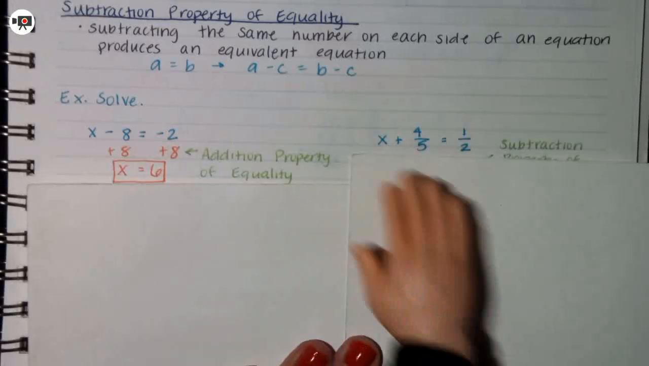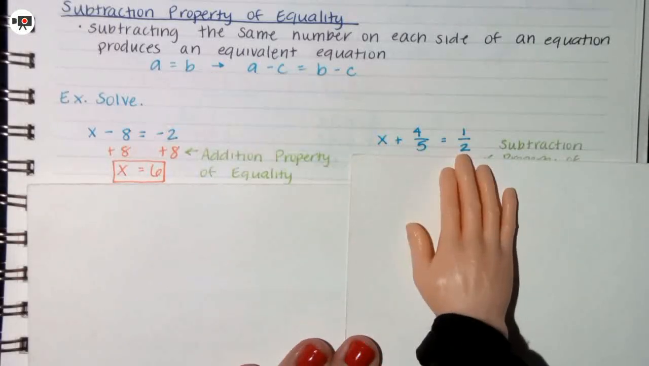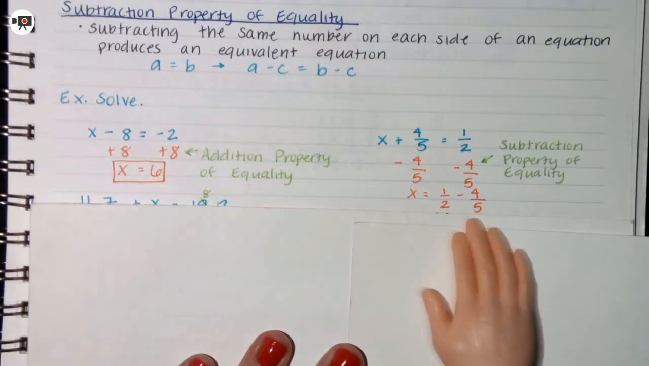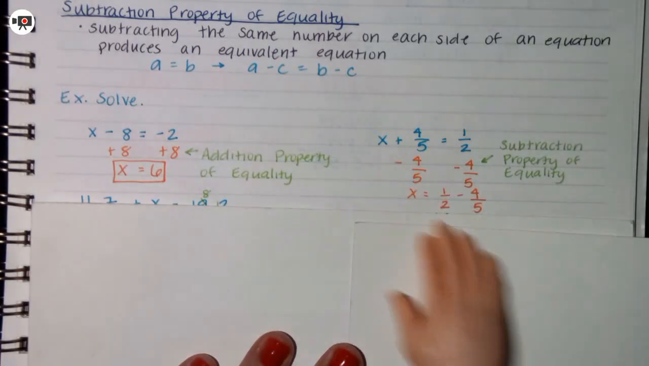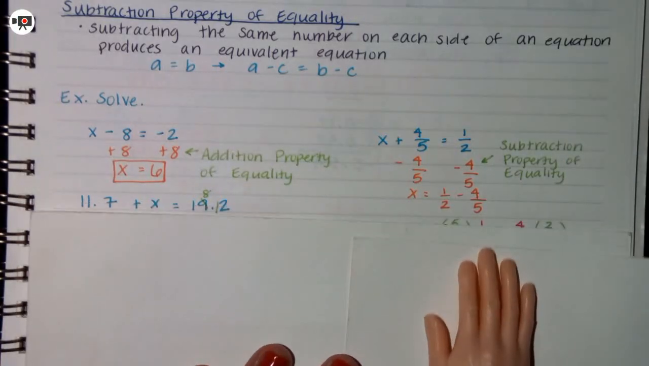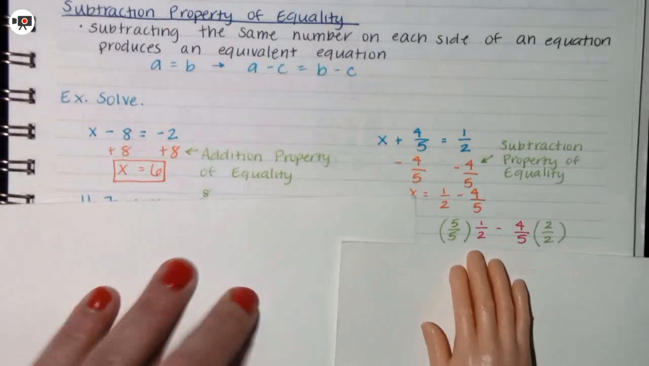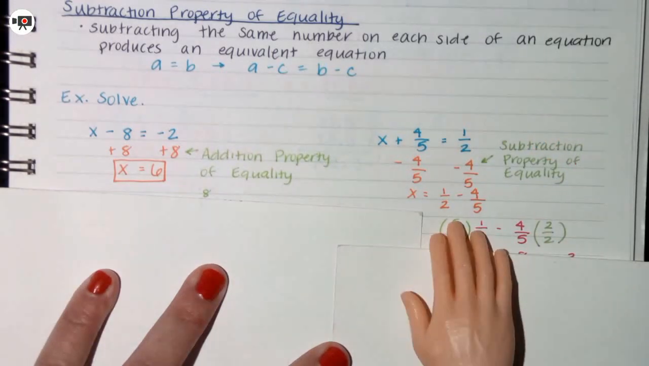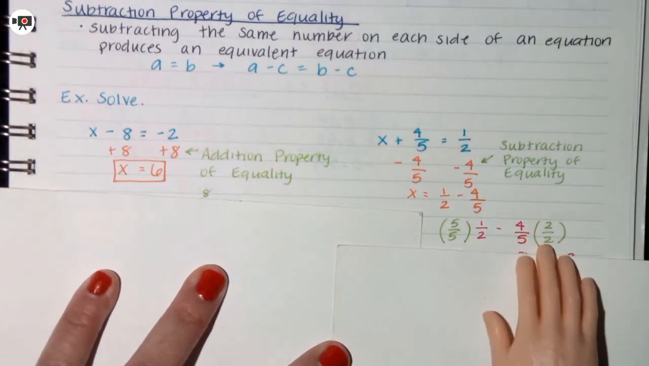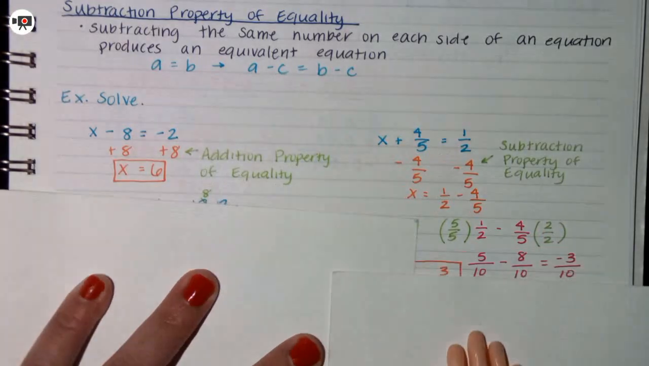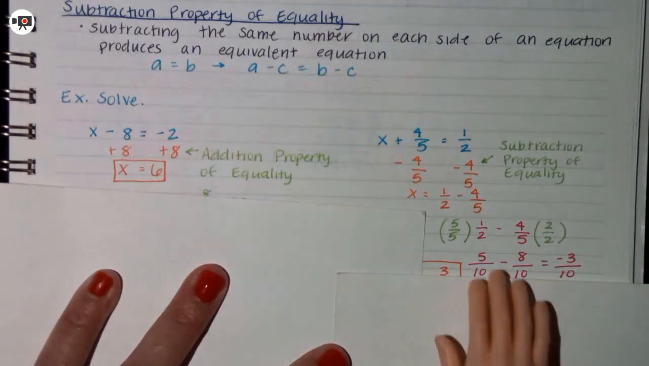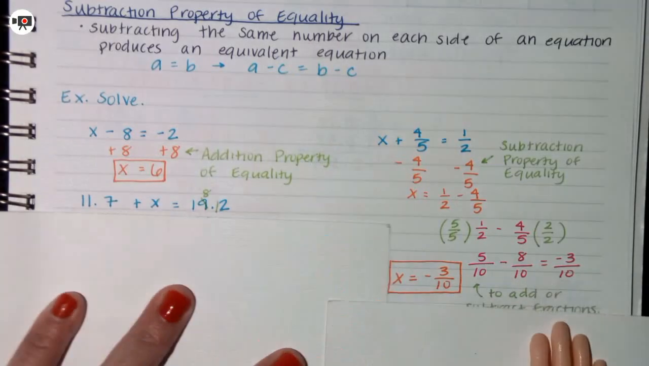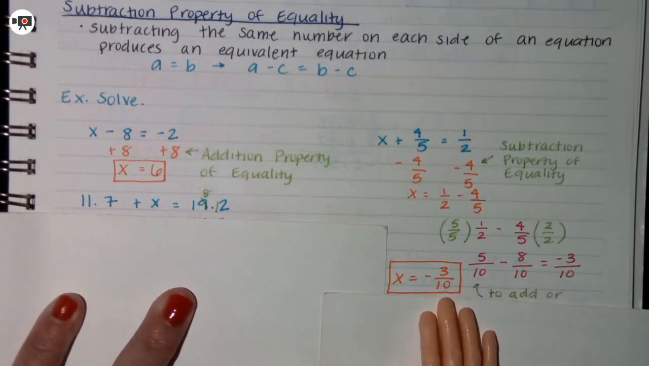And here I have x plus 4/5 equals 1/2. So I'm going to subtract 4/5 on each side. And then I have 1/2 minus 4/5. And to subtract fractions, they need to have common denominators. So I can get common denominators here by doing 1/2 minus 4/5, multiply 1/2 by 5/5, multiply 4/5 by 2/2, and then you have 5/10 minus 8/10 is negative 3/10. So x is negative 3/10.